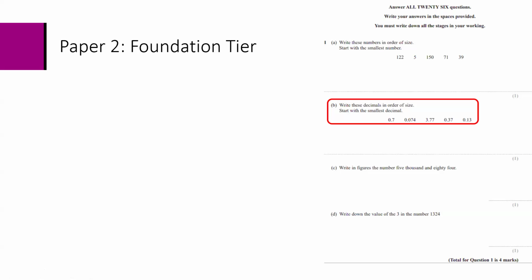Okay, students did struggle a little bit on part B, but there are misconceptions around that which we understand. Reading this one as 0.37, 0.13, 0.7, and saying that 0.7 is smaller than 0.37 is the misconception we see. But it's actually this one that I found really interesting. And I've got a comparison for you.